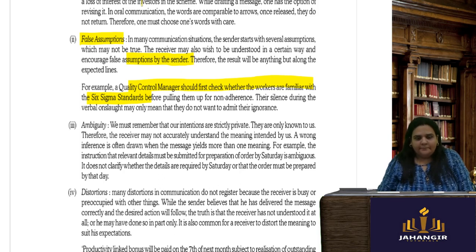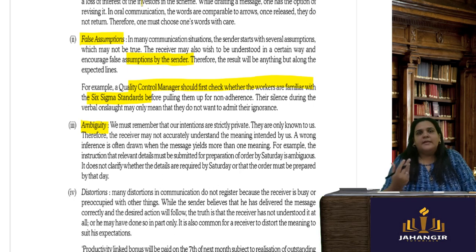Then ambiguity. If there is a lot of confusion in a given message, then of course the communication is going to fail. We must remember that our intentions are strictly private to us. Therefore the receiver may not understand it perfectly the way we do. So even if your tone is, say, polite, but you have written a message in a form where the receiver is under the impression that, oh, I have done this wrong and now my boss is angry or something, then there is ambiguity, something which is not clearly understood.